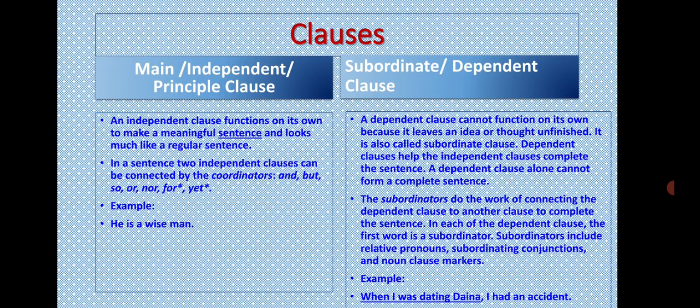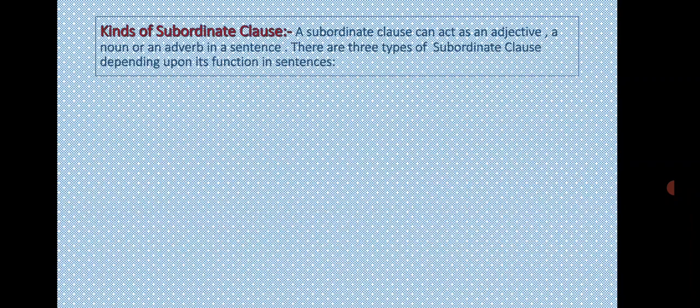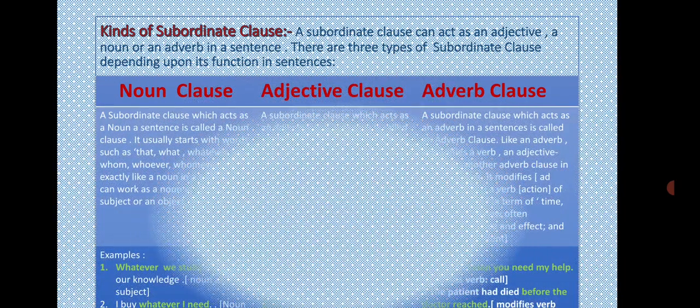For example, when I was dating Diana, I had an accident. In this sentence, when is a subordinator joining with the clause and completing the meaning with the help of the main clause, that is, I had an accident. Now we will see the kinds of subordinate clause in detail. A subordinate clause can act as an adjective, a noun, or an adverb in a sentence. There are three types of subordinate clauses depending upon their function in the sentence.